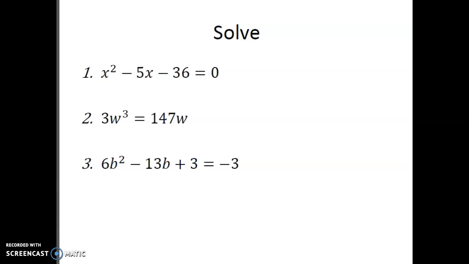All right, so in this video, we're going to take a look at these three examples, and we'll see that we have different factoring methods that are used in each one.